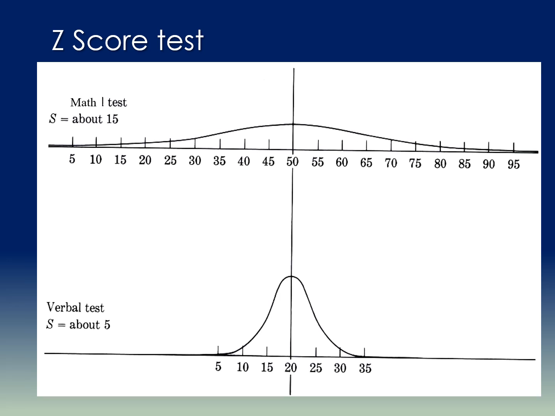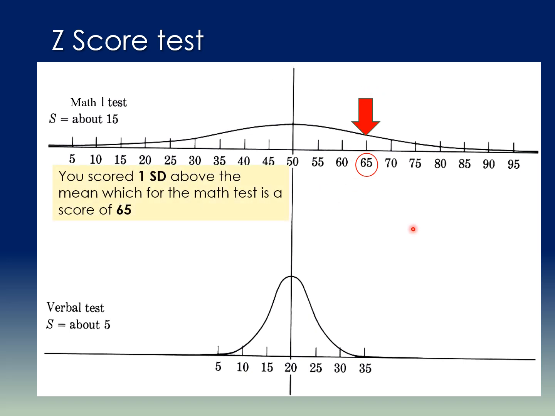Okay, so let's see where you scored on both these scales here. If we take a look at your math score, you scored 15 points above the average, which is 50. And it just so happens that the standard deviation was 15, and so this is where you scored here. That's you. Because the standard deviation was 15, and you scored 15 points above the mean, you scored 1 standard deviation above the mean. So that's going to give you a value of 65.